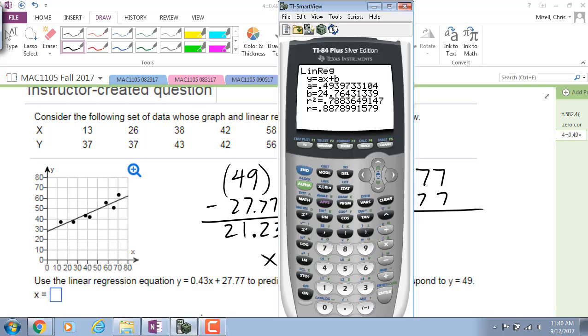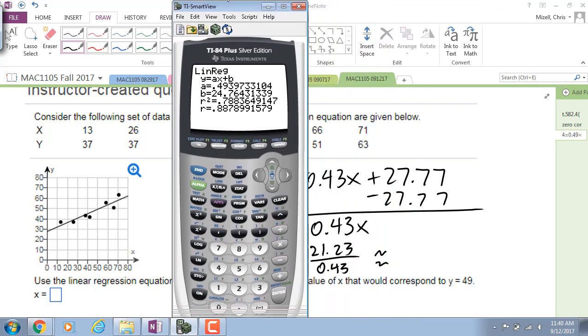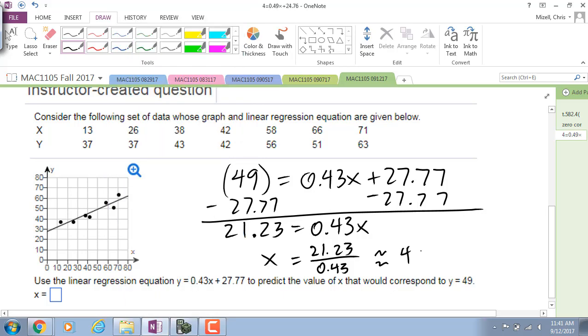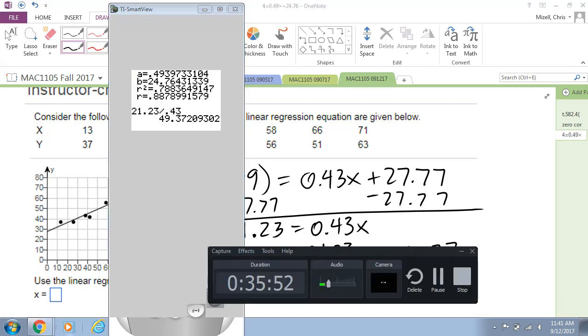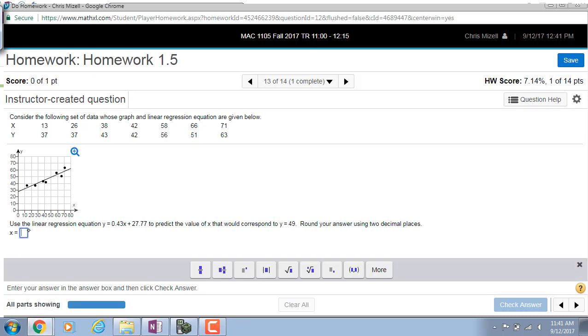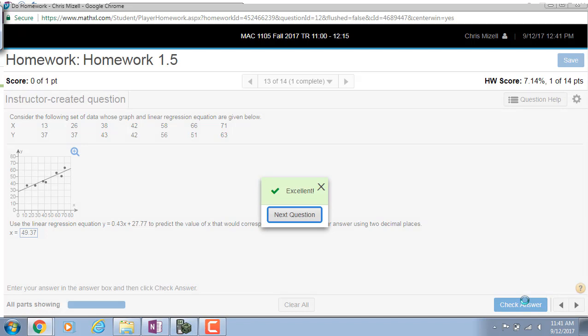x is approximately 49.37. And when we input that, hopefully it's going to like it. 49.37. And it does.